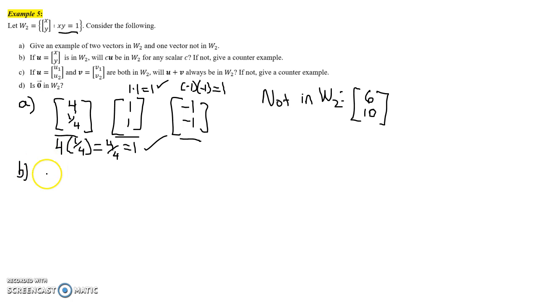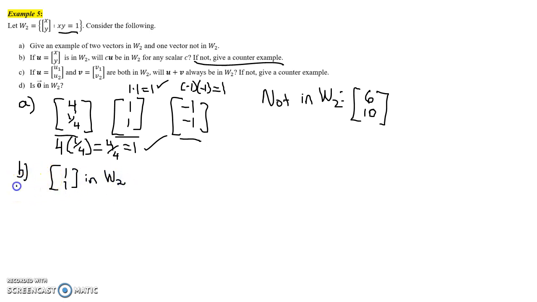Okay, so part B. If (x, y) is in W2, would c times that vector always be in W2? So if you suspect that something's not true, showing one example where this fails to be true is enough to knock the statement down. So let's just take an example. Let's take that (1, 1). This is a vector in W2.